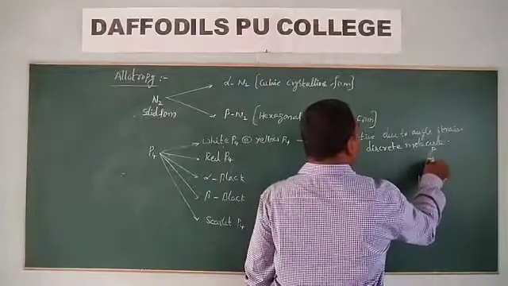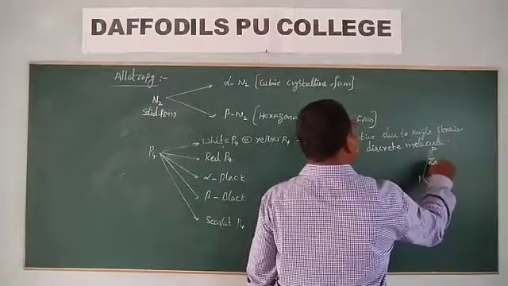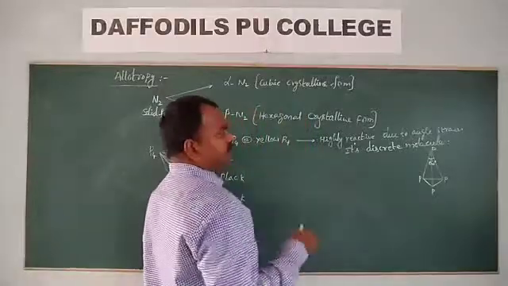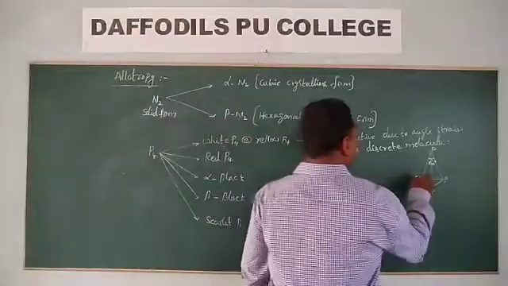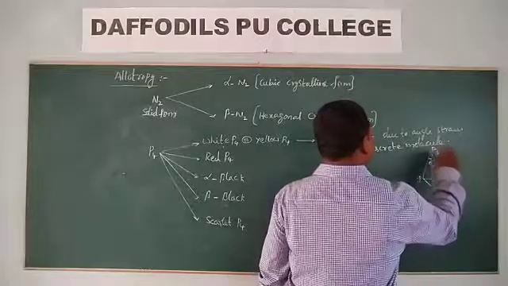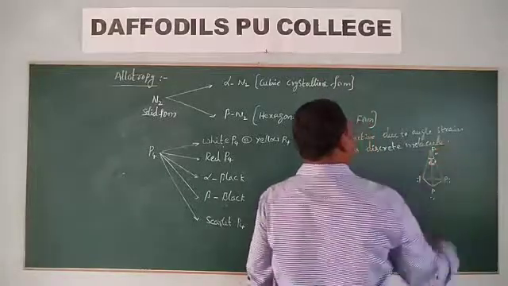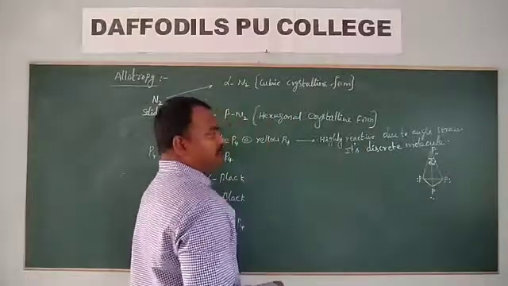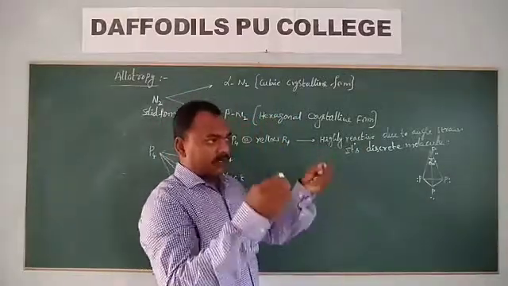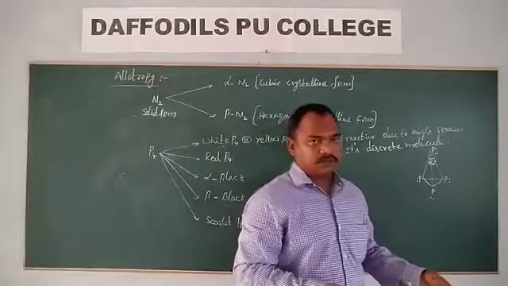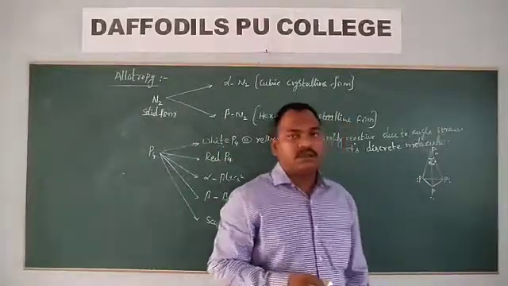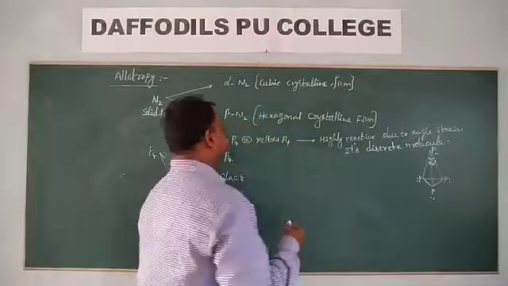The bond angle here is 60 degrees, even though the phosphorus is in sp3 hybridization. In sp3 hybridization, what is the bond angle? 109 degrees 28 minutes. But here the bond angle is 60, which means the bond angle is very much reduced. So when the bond angle is reduced, we observe angle strain.